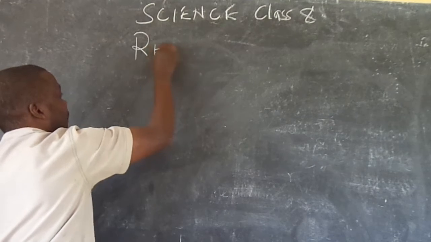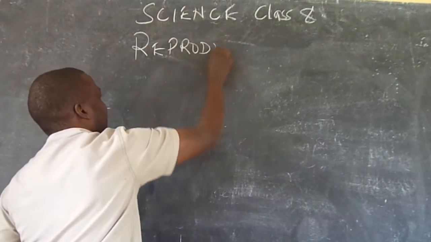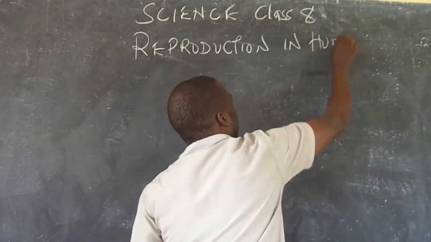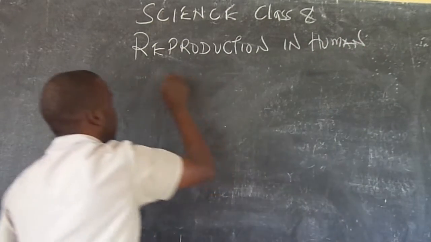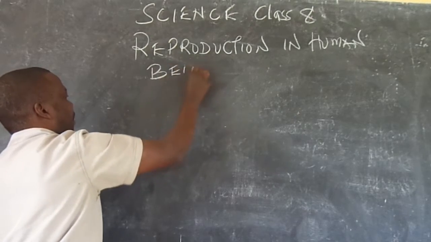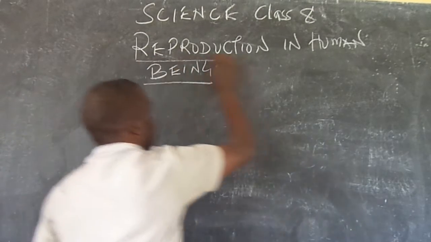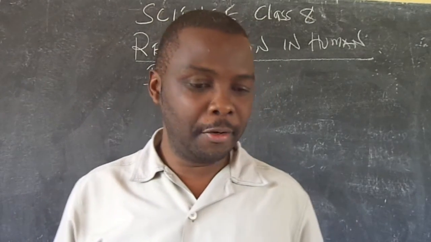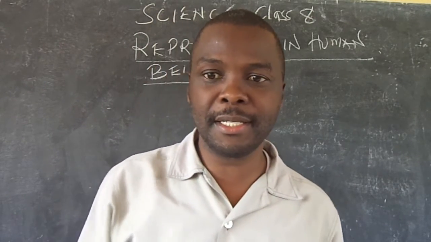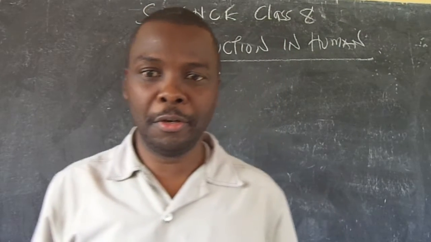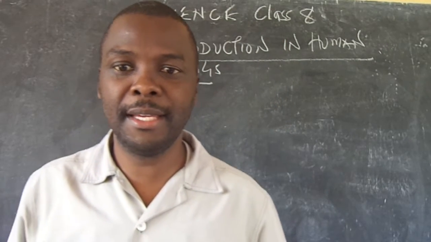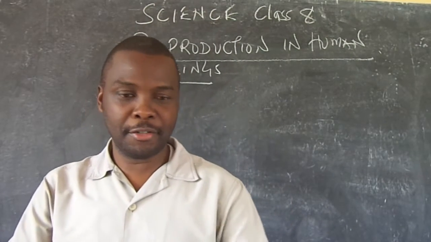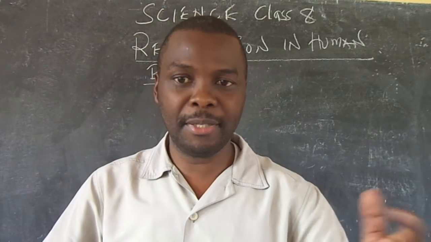Reproduction in human beings. Now, before I go to reproduction in human beings, in science, we normally deal with two things. We normally deal with living things and non-living things. Now, in non-living things, I'll not go into non-living things. That's a subject for another day.